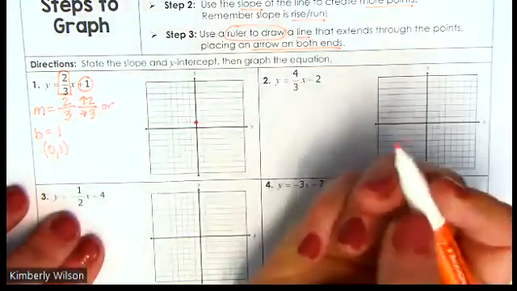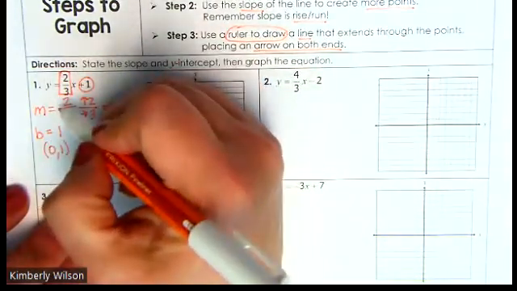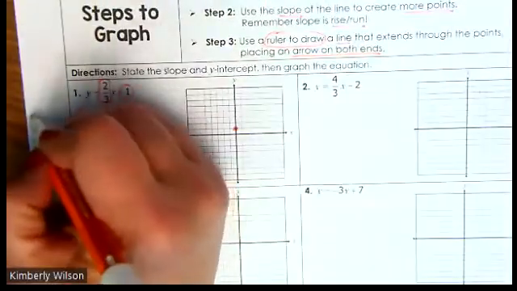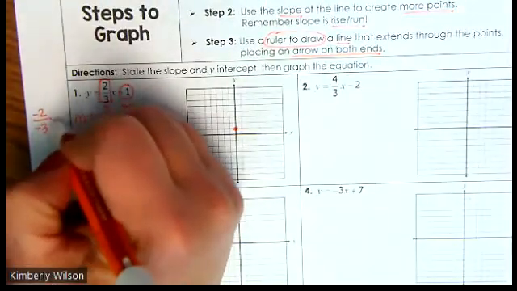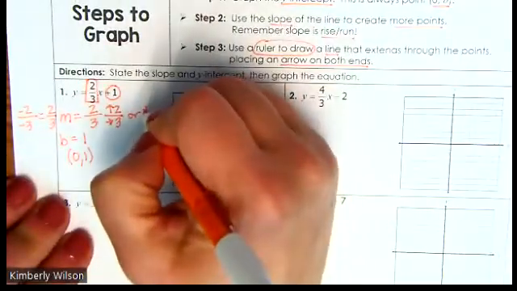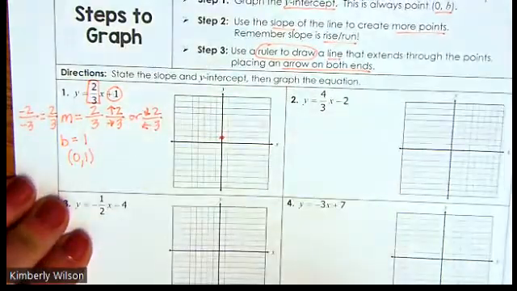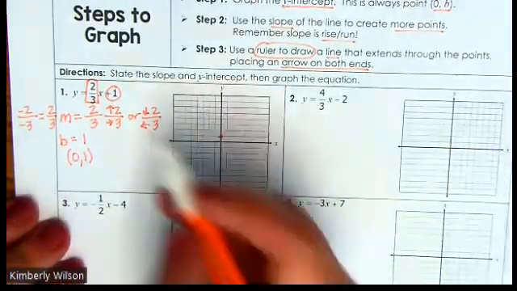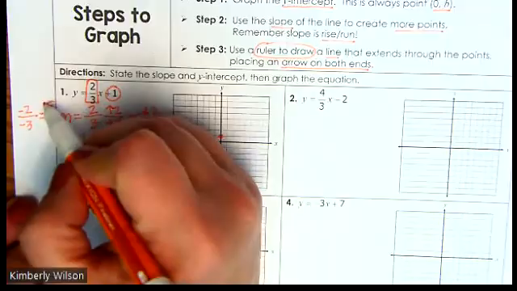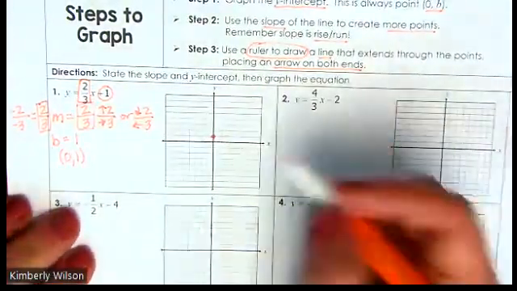But I can also do the opposite because if I have a negative divided by a negative, if I have -2 divided by -3, that's going to equal +2/3. So therefore, if I go down 2 and to the left 3, it still gives me the same slope of 2/3.